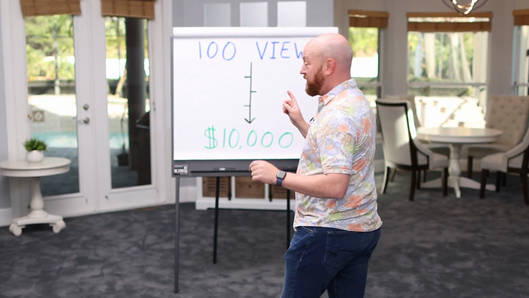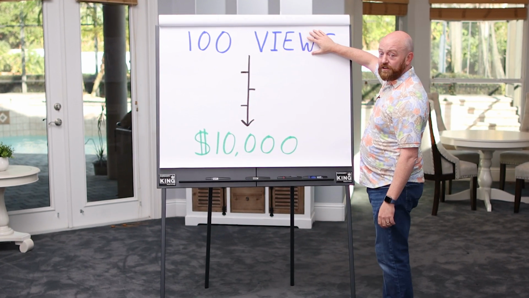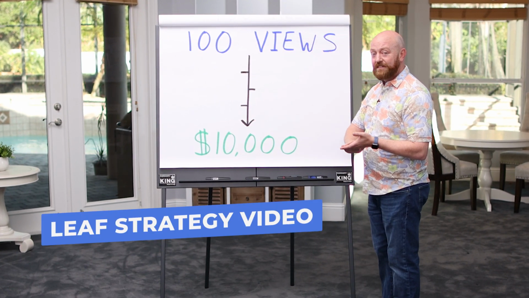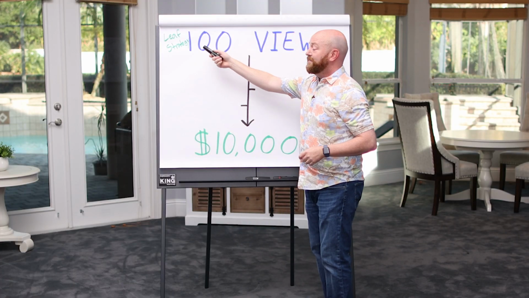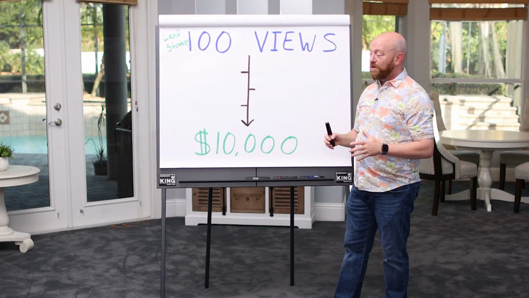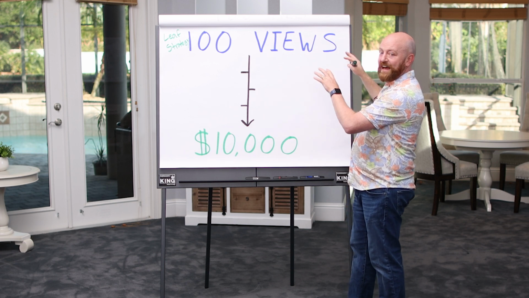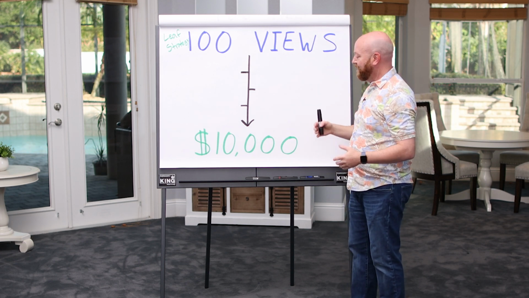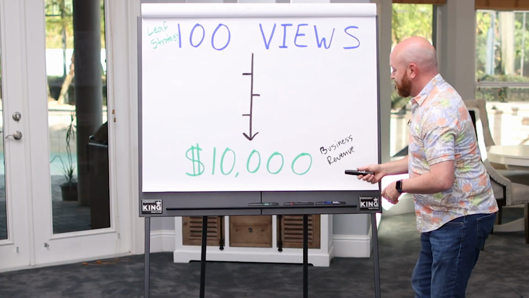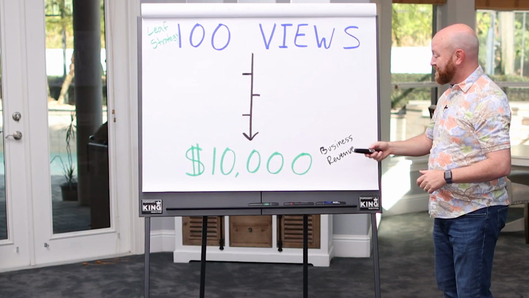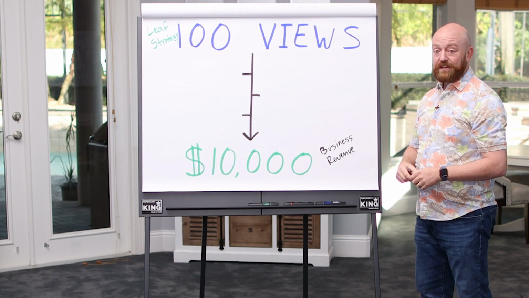So, are you ready? The first thing that I'm going to do is clarify these 100 YouTube views are from Leaf Strategy videos. So I'm going to write right here. Okay, so the Leaf strategy is what I'm known for, and you have to make videos that follow that strategy for this to work, okay? And what I'm talking about here with $10,000, I'm talking about business revenue. Okay, so this is $10,000 revenue in your business.